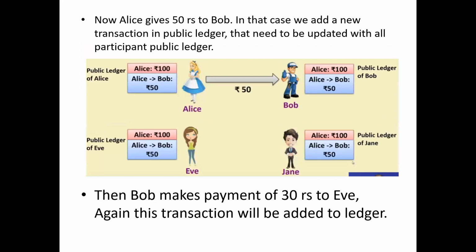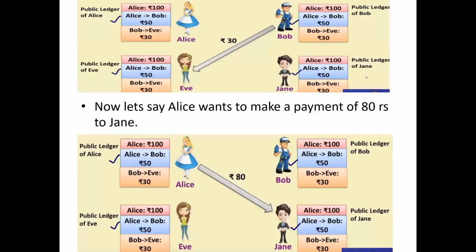In that case, a block will be created, and the entry of that block will be shared with every participant that is part of that network, right? Then let's say there is one more transaction, where Bob gives 30 rupees to Eve. In that case, one more block is created, and that entry will be distributed to everyone's ledger, right? So now the last payment: let's say again Alice wants to pay 80 rupees to Jane.